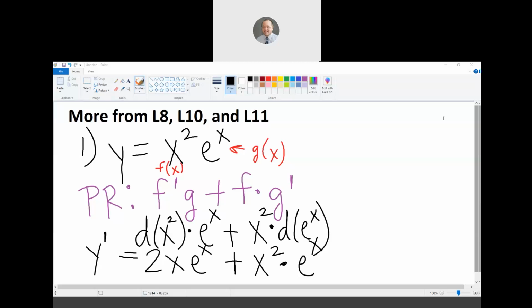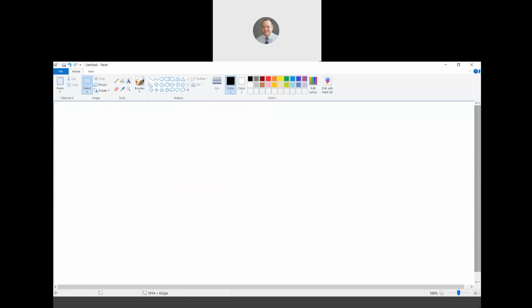All right, let's look at a quotient rule problem that also involves trig functions. So let me clear our board and we will look at the next problem. We have h of x equal to x all over 1 plus sine of x.